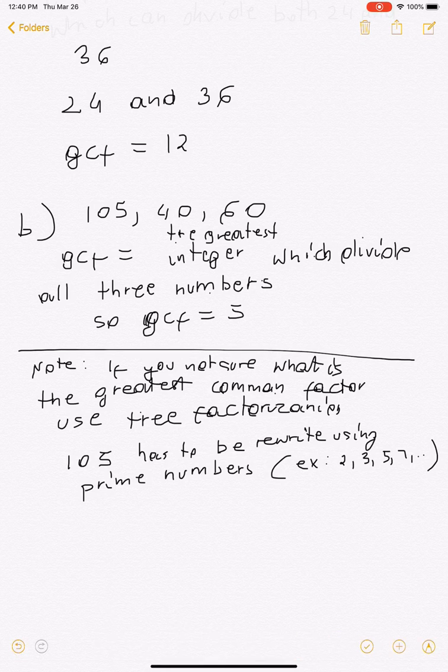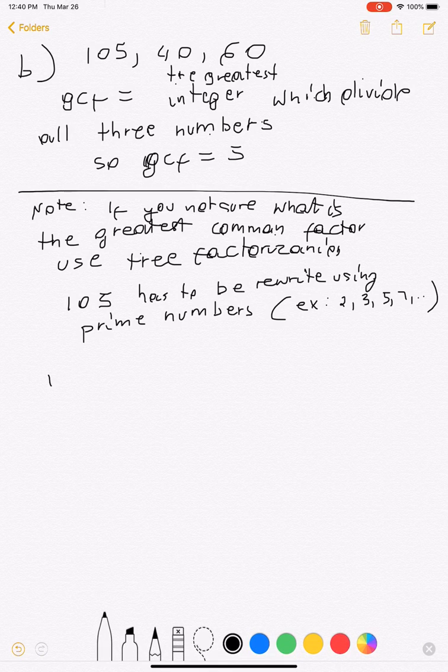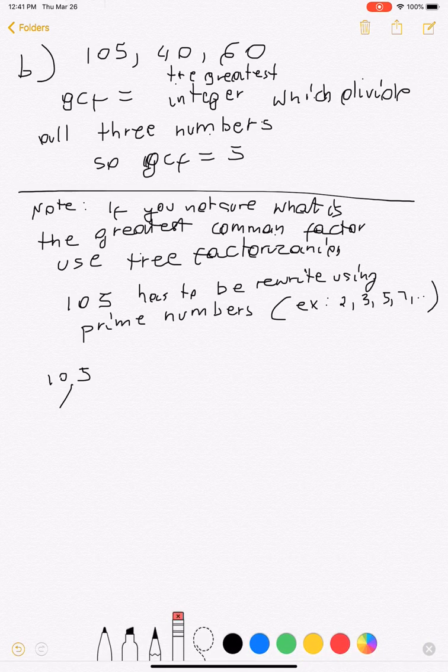So how are we going to do it? I'm just going to show you quickly one example, because most of the time when we have integers, students can quickly figure out what the greatest common factor is. The first prime number is 2, but 105 cannot be divided by 2. The next prime number is 3. So 105 can be divided by 3, and 105 divided by 3 is equal to 35.